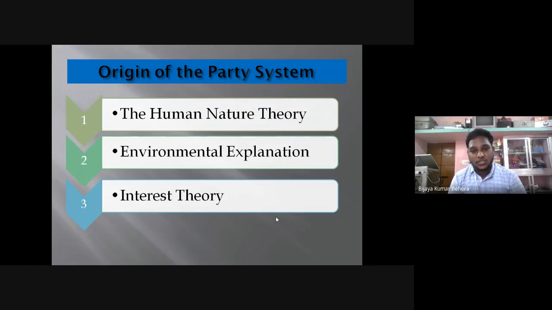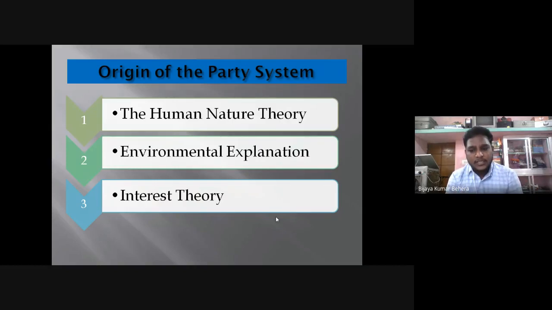The first one is the human nature theory. Next one is the environmental explanation: how the environment creates, or makes it compulsory, to form political parties. Next one is the interest theory: how the interest of the people leads them to form political parties. So first we will discuss the human nature theory.